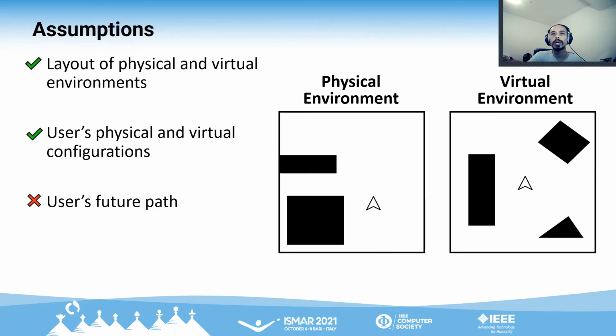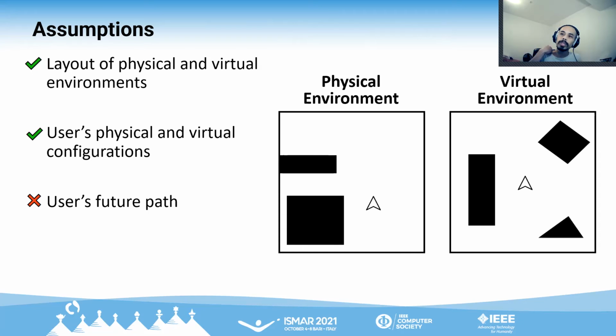In this work, we have a couple of assumptions when we tackle this redirected walking problem. First, we assume that we know the layouts of the physical and virtual worlds perfectly. We also assume that we know the user's configuration in both of these worlds. And finally, we assume that we do not know what the user's future path will be in the virtual world.